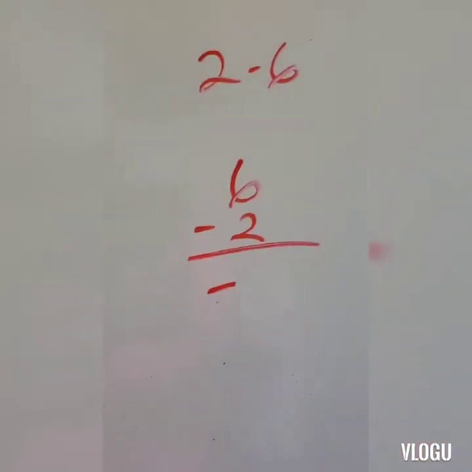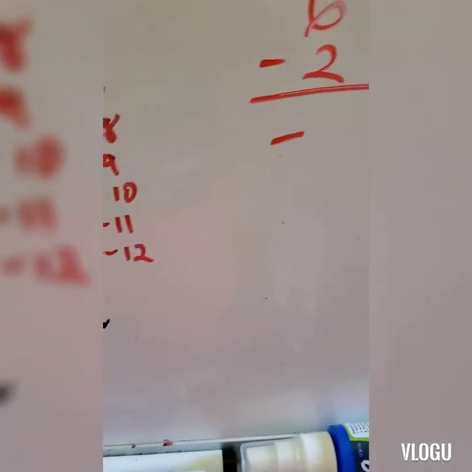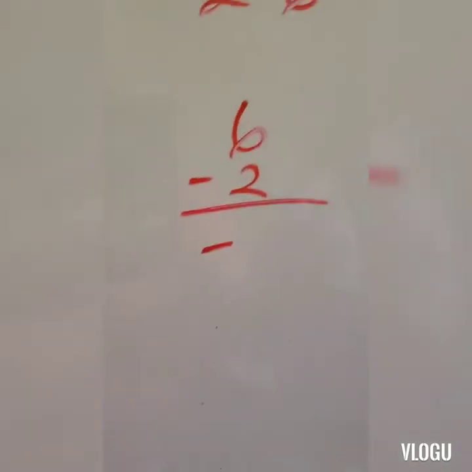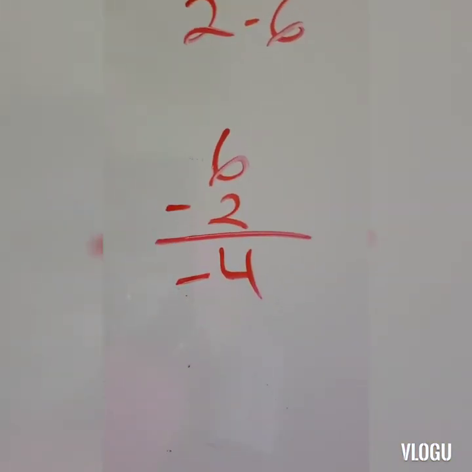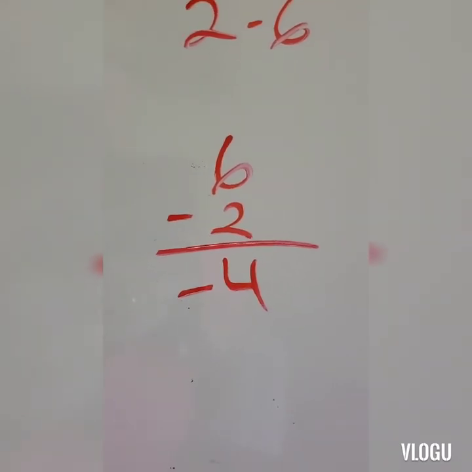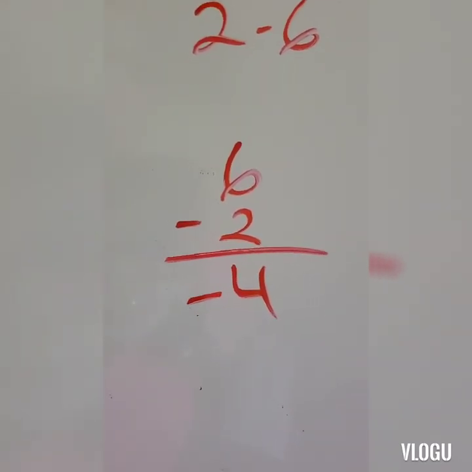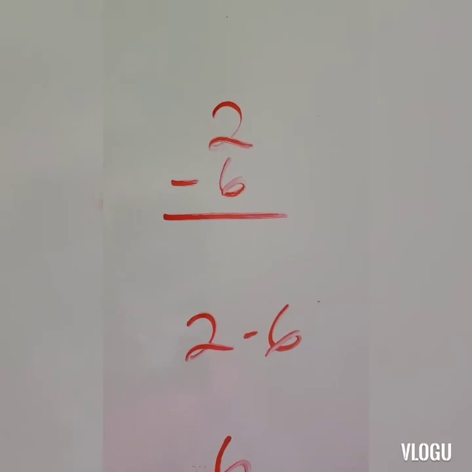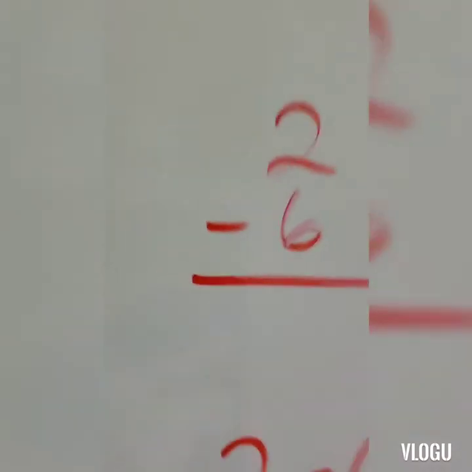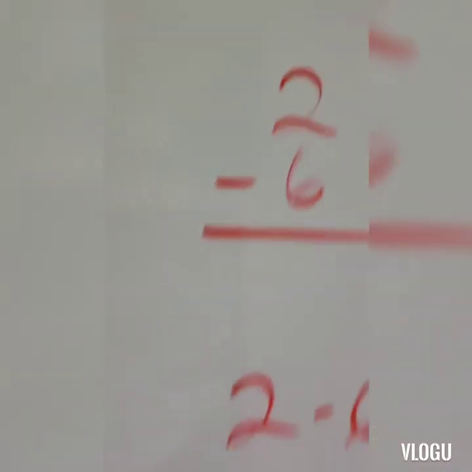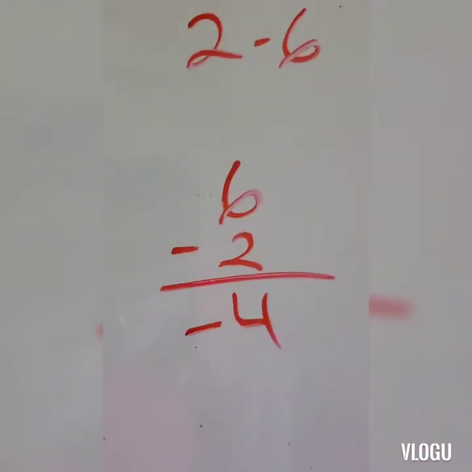6 minus 2 is 4. The negative is on the front because it's not truly 6 minus 2. It's 2 minus 6. We just can't do that. We cannot do this. But you can do this.